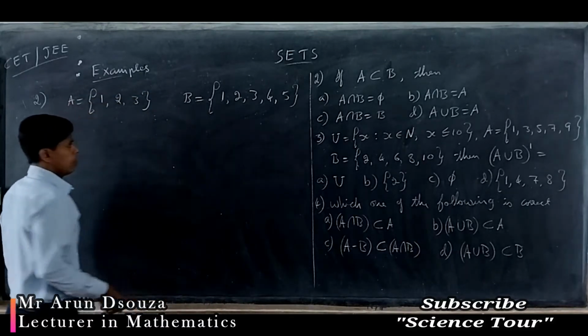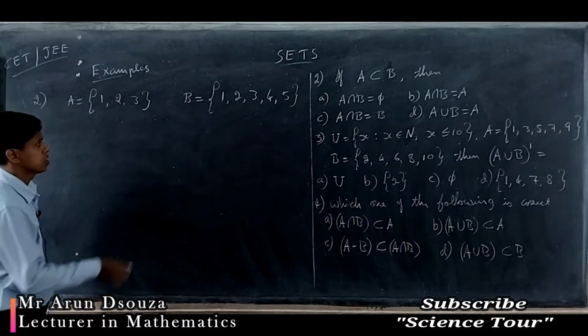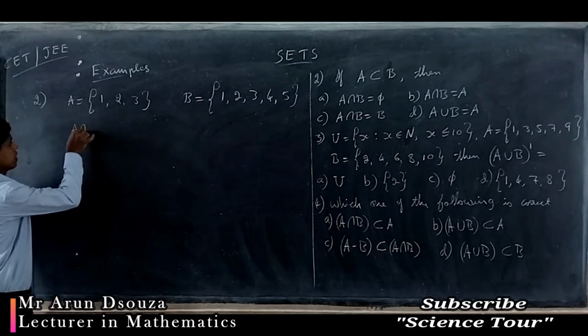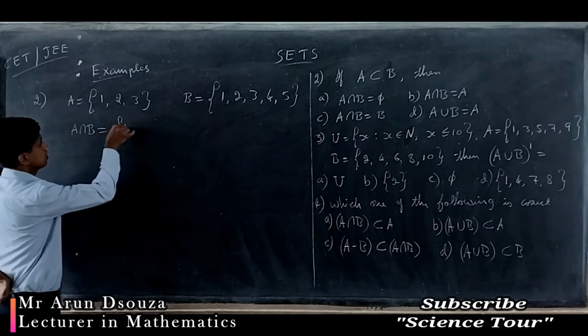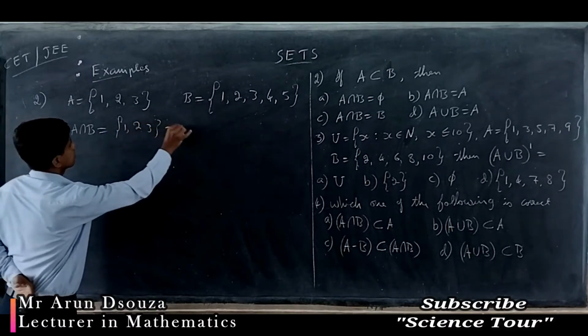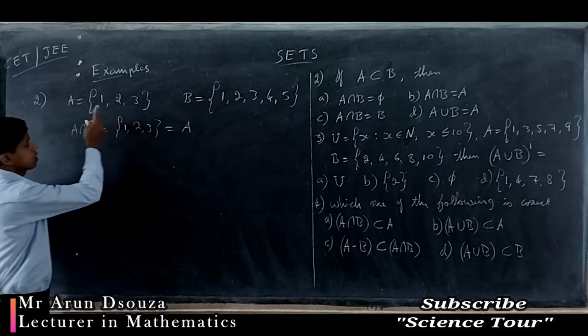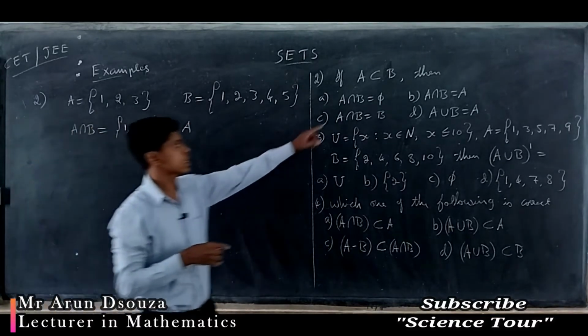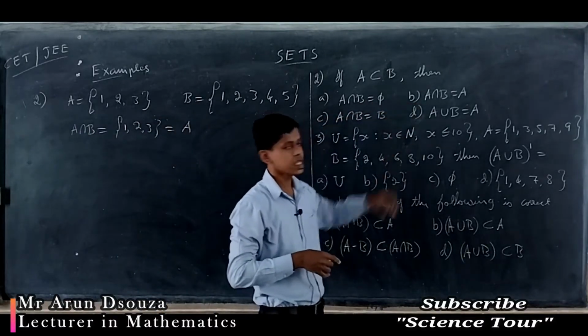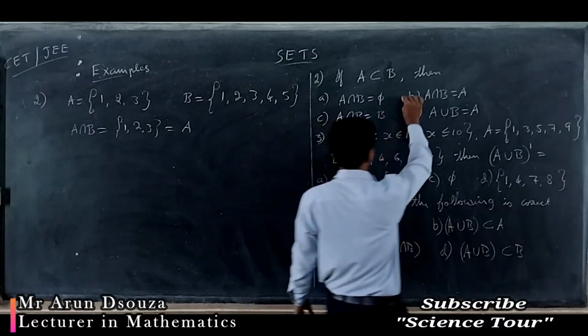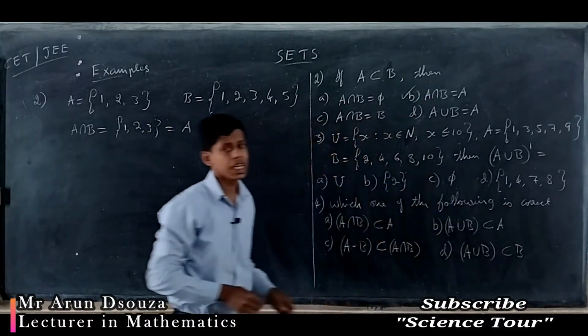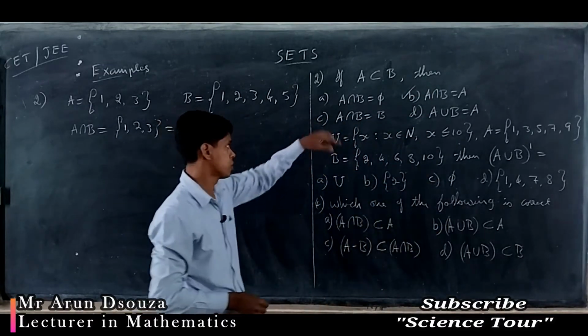Well, now understand the first thing. What is A intersection B? The intersection is 1, 2, 3, and what is it? A itself. Correct? So the first choice is not correct. What about the second choice? A intersection B is A. So the second choice is the right choice for us. Okay, so the second option is right.